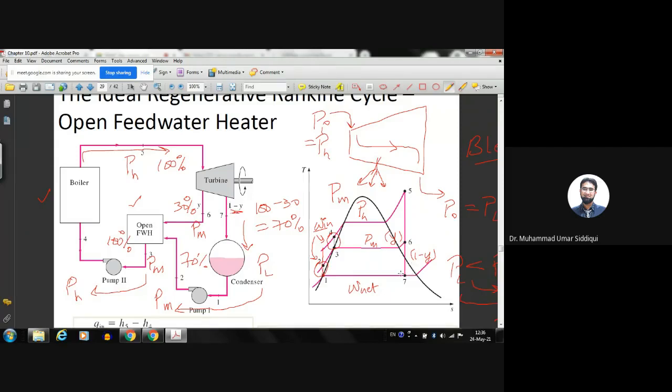From the turbine exit, it enters the condenser. So 1 minus Y goes through the condenser, which works at low pressure, and then it enters pump 1, where the first round of pressurization is done. But this pressurization is not done for the entire fluid, only for the 1 minus Y fraction. Then it is mixed with the bleed coming out from the turbine, and this mixing is open mixing. We can apply the energy balance at the open feed water heater, and then all of the fluid enters pump 2, where the pressure is raised from PM to PH, and this way the cycle continues.